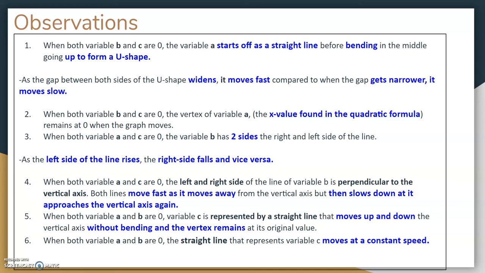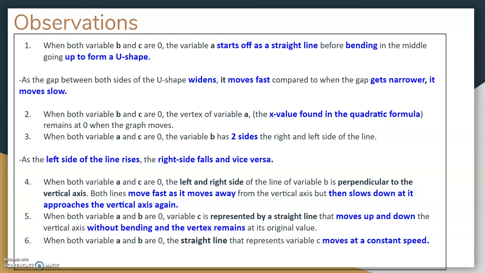When both variable a and c are 0, the variable b has two sides, the right side and the left side of the line. As the left side of the line rises, the right side falls and vice versa. When both variable a and c are 0, the left and right side of the line of variable b is perpendicular to the vertical axis. Both lines move fast as they move away from the vertical axis, but then slow down as they approach the vertical axis again.